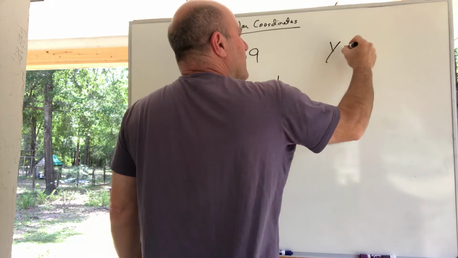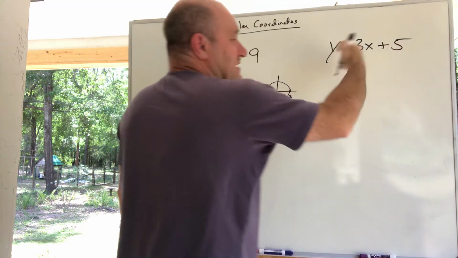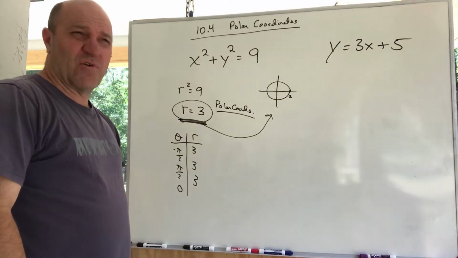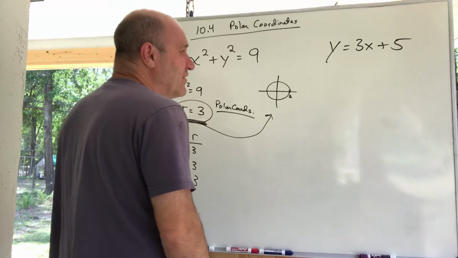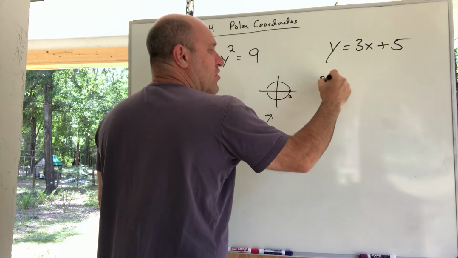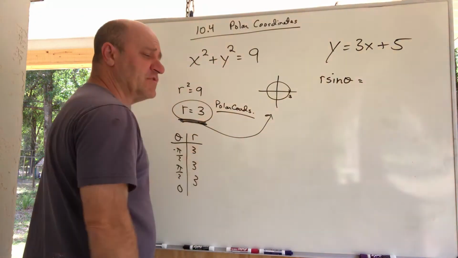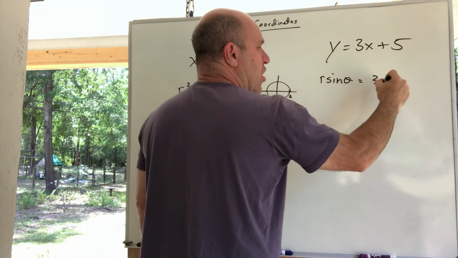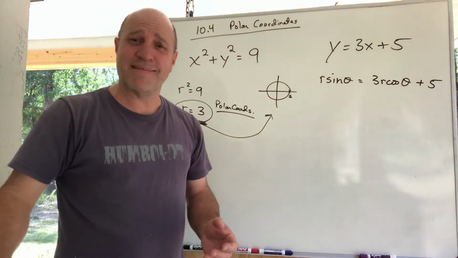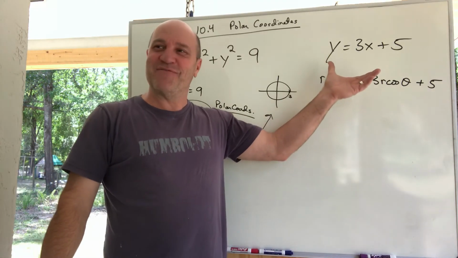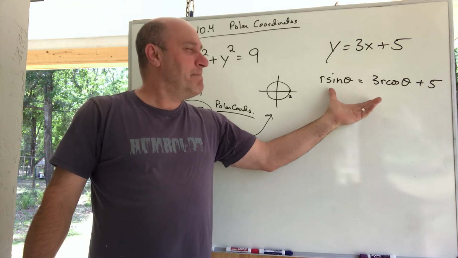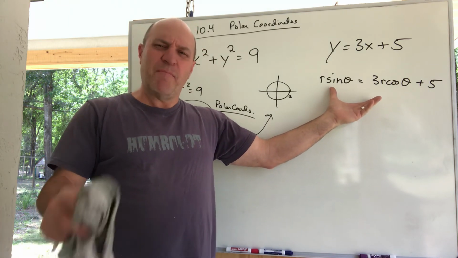This is a line. Y equals 3x plus 5. That's a nice line in rectangular coordinates, slope of 3. In polar coordinates, lines aren't the best thing. You can do it, though. If I want to convert this, I will replace y with r sine theta, and x with r cos theta. And the truth is, I'm converted. I was in rectangular equation, now I'm in polar equation. But we like to solve for r.